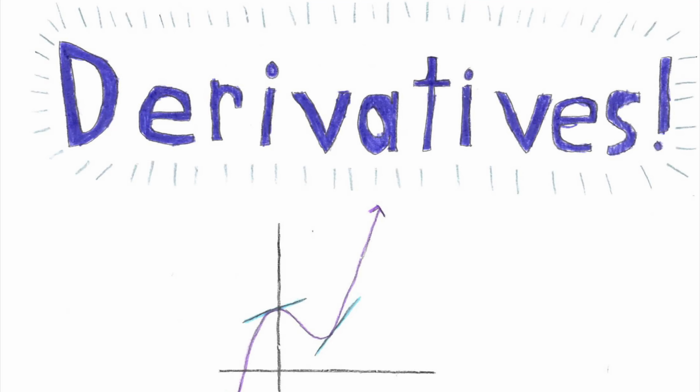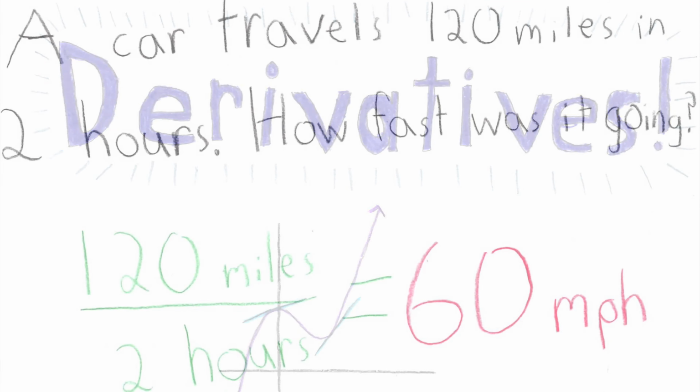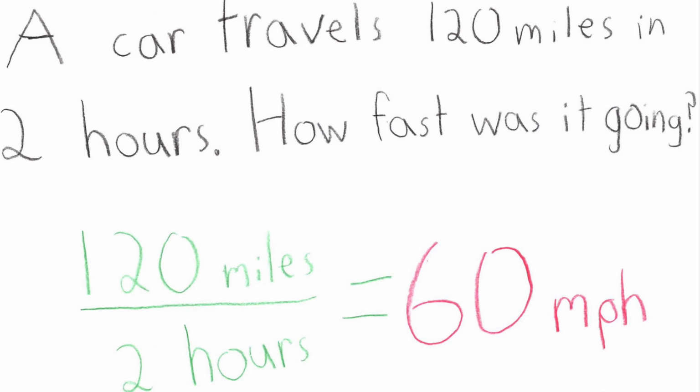Okay, so here's a problem you've probably heard before. A car travels 120 miles in 2 hours. How fast was it going? Well, back in Algebra 1, this was super simple. It had to be going at 60 miles per hour, right?